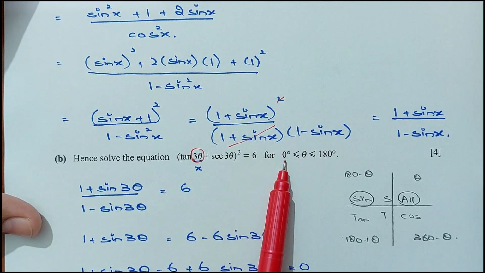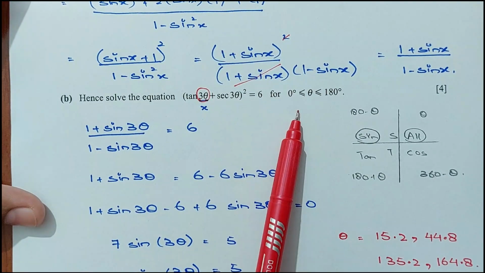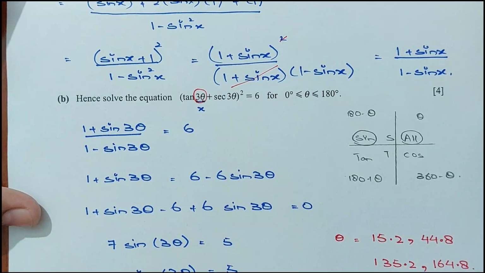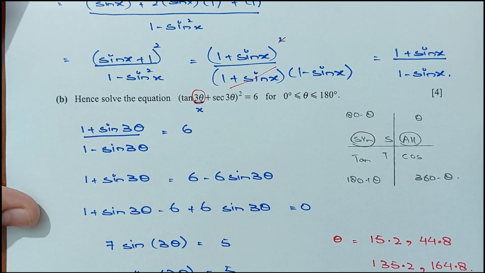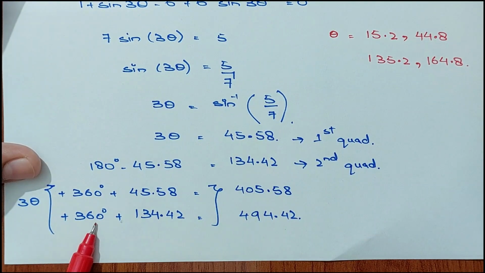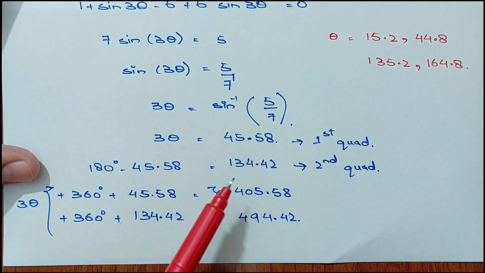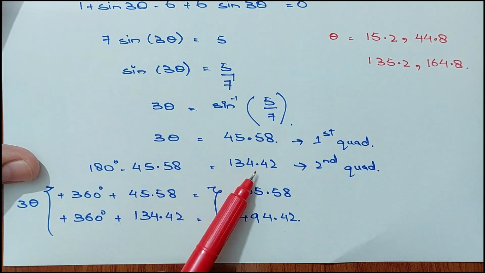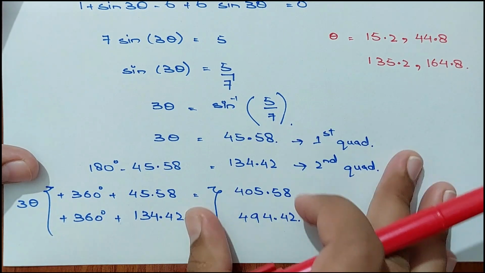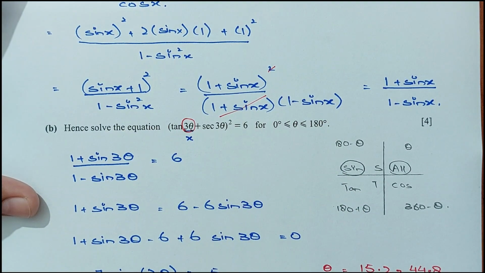Why? Because as you can see, our domain is from 0 to 180, which is positive. If your range is negative, meaning from minus 180 to plus 180, then you can subtract 360 degrees as well. So I added 360 to these two values, and there is no need to subtract. If you subtract 360 from 45, you will get a negative number, and if you subtract 134 from 360, you will again get a negative number, and a negative does not belong in your given domain. So that is why I'm just adding.